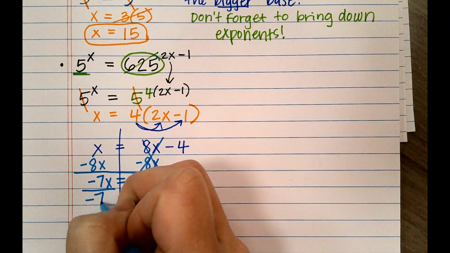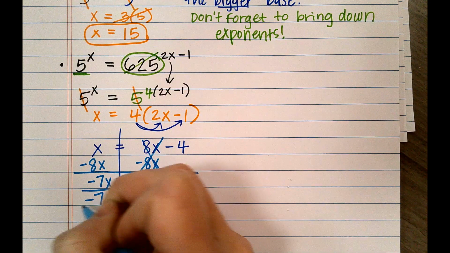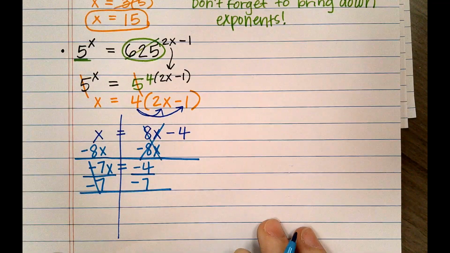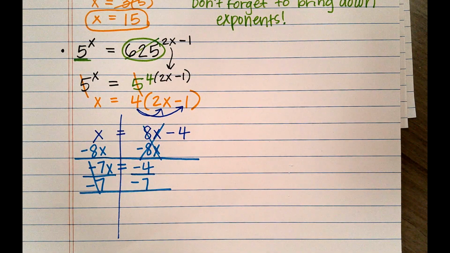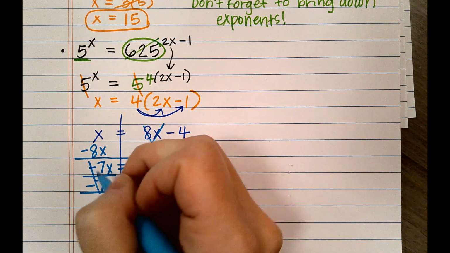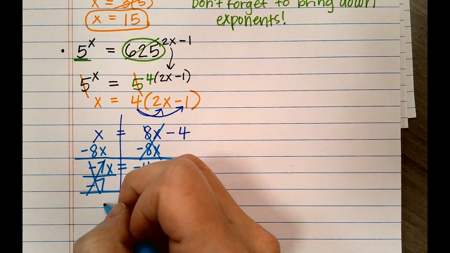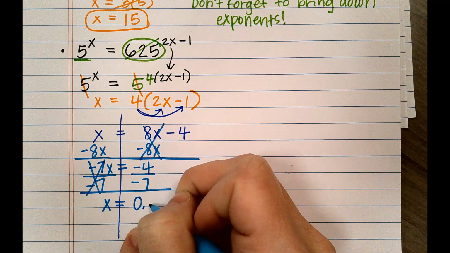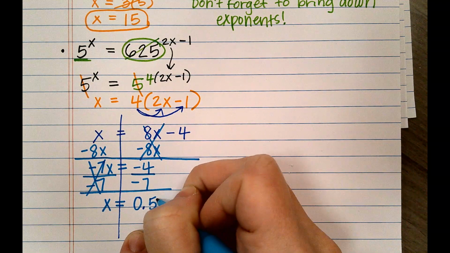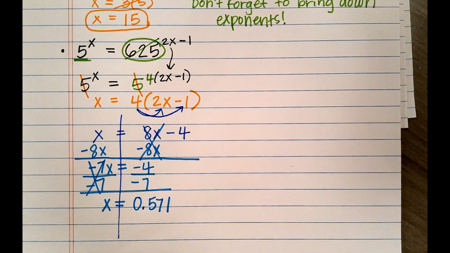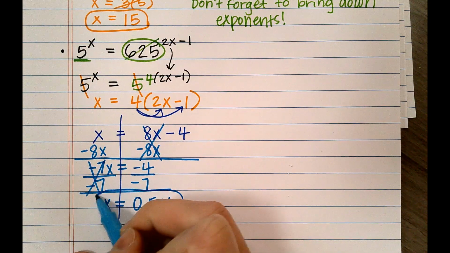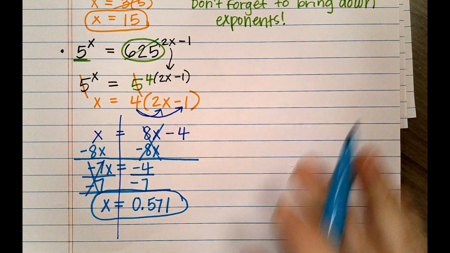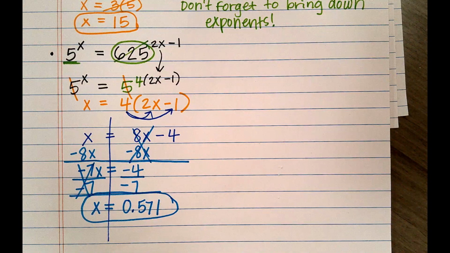Divide negative 7 from both sides. And what does that give us? 0.57. Yes. And it is positive. Those negatives cancel, so we get x equals positive 0.571. Thank you. Perfect. Good job, guys.